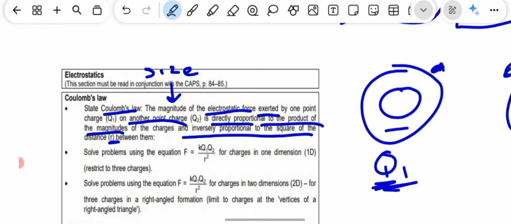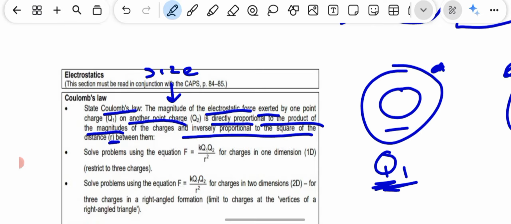Can you see those words? You need to use those words: the charges, and inversely proportional to the square of the distances between them. Now, how can you catch definitions? How do you understand definitions? By doing exactly what I just did to you. You break down the definition, you understand the words.